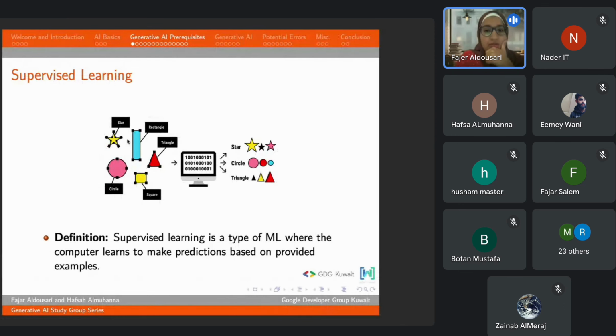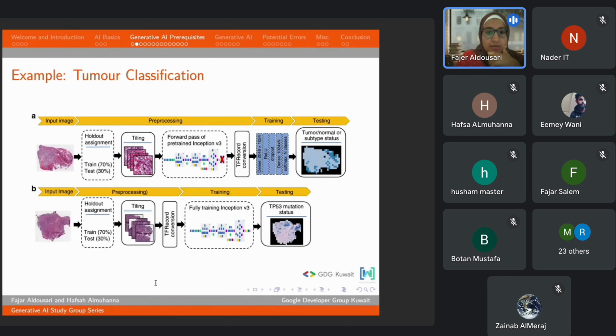An example of supervised learning would be something like tumor classification. This would be a normal tumor, and we would input it labeled to our system. The pieces of data, the pictures here, would be accompanied by a label that says whether it's a normal tumor or an abnormal tumor. This is an example of an algorithm that uses supervised learning.